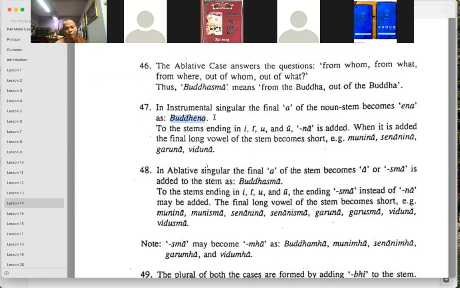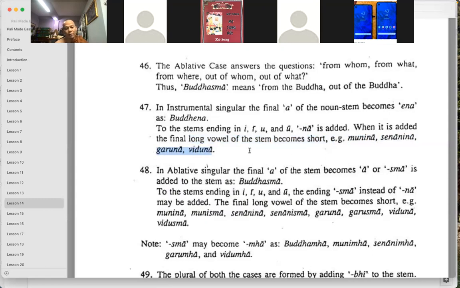So both ena, and then the other ones: munina, munihi, munibhi. Here you see the long vowel of the stem becomes short in the singular. Long vowel becomes short: munina, senanina, and then garuna, vidunā.